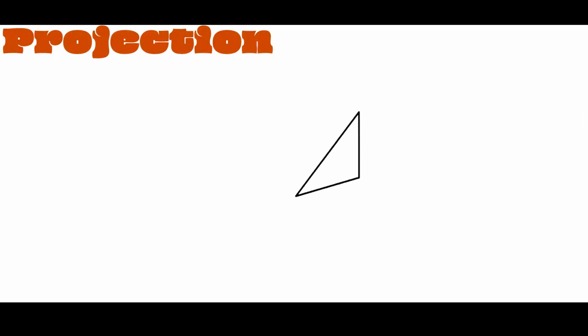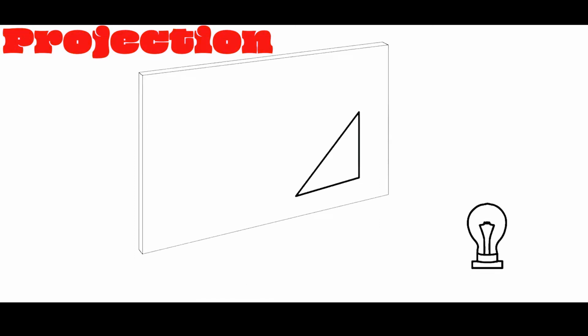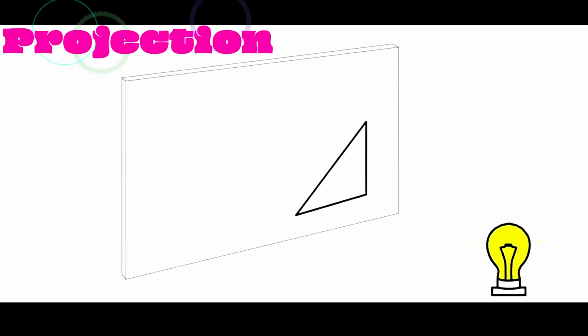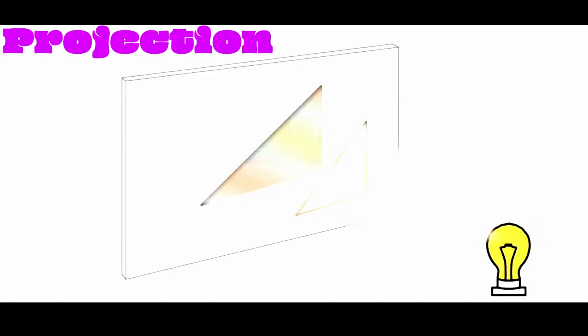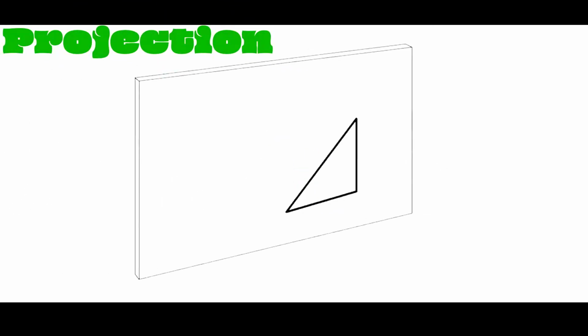Consider an object placed in front of a source light. When the light is turned on, the rays project the outer surface of the object onto the screen. The object appearing on the screen is a projection of the original object. Here, the projected object is larger than the original object. But here we will learn about orthographic projections.